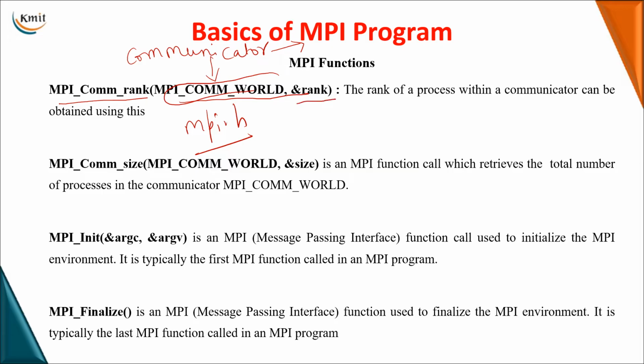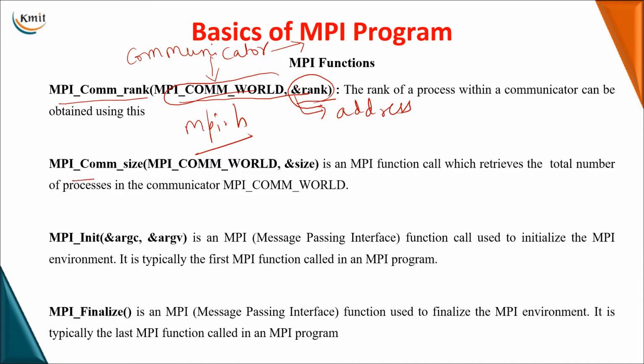The next argument we have here is the ampersand of rank. If I am passing an ampersand, it is nothing but the address of the variable rank. So this particular function, MPI_Comm_rank, will identify the processes present in the communicator, and each process will be given a rank. The rank of each process will be stored in the address specified by rank.